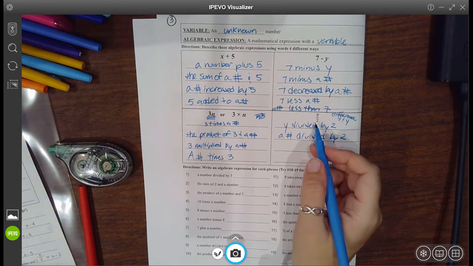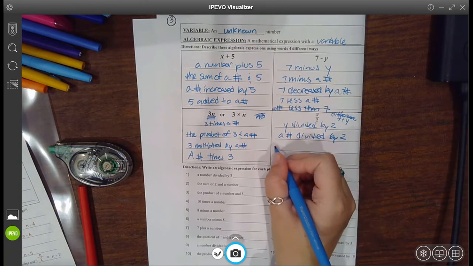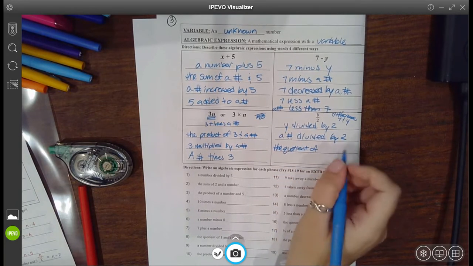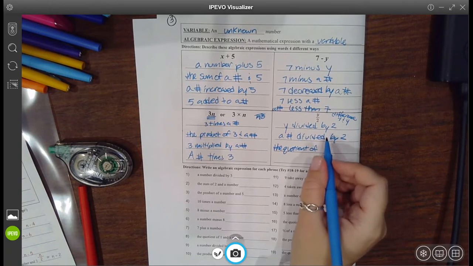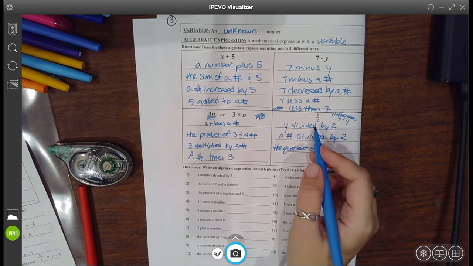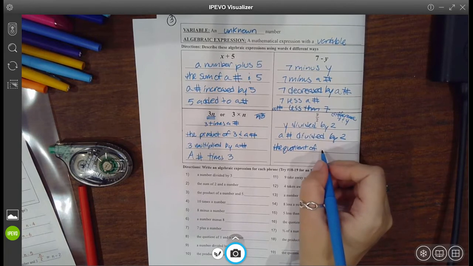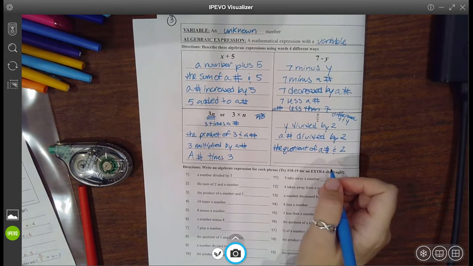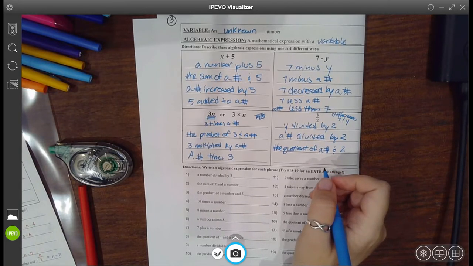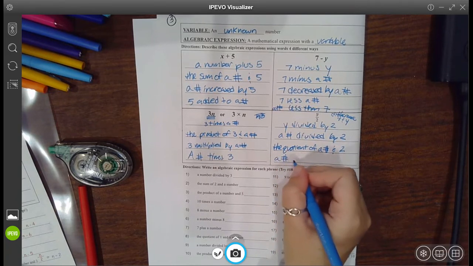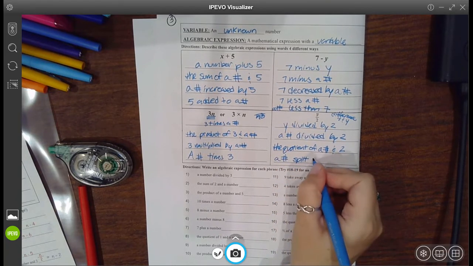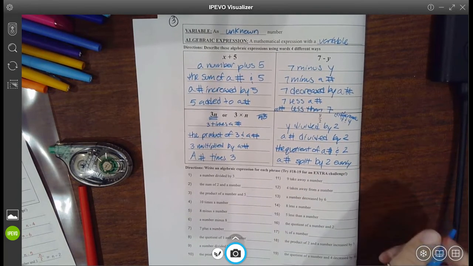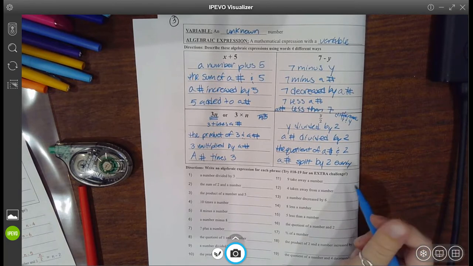What's another word that we should know that means divided? Yeah, quotient. So the quotient of, is it a number and 2 or 2 and a number? Whenever you're doing this, whatever comes first would go on top and whatever comes second would go on the bottom. So we're going to say the quotient of a number, or y, and 2. Okay, and then how about a number split by 2 evenly? Or split evenly by 2, okay? Same thing.